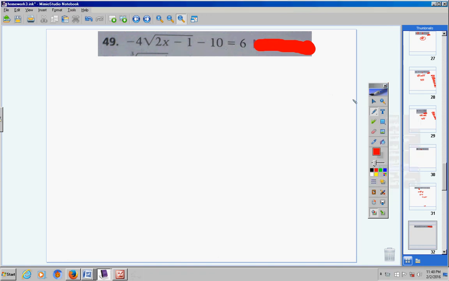Okay, students, same type of problem again. I have to get rid of a negative 4 and get rid of a negative 10 to get my radical all by itself. Save the multiplying number for last, like usual. So here we go. Bring the negative 10 over, make it a positive 10, and we're left with negative 4 square root of 2x minus 1 equals 16.